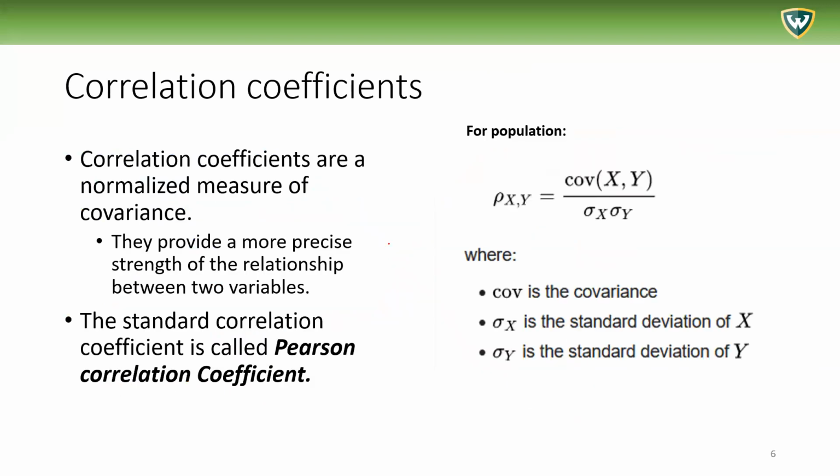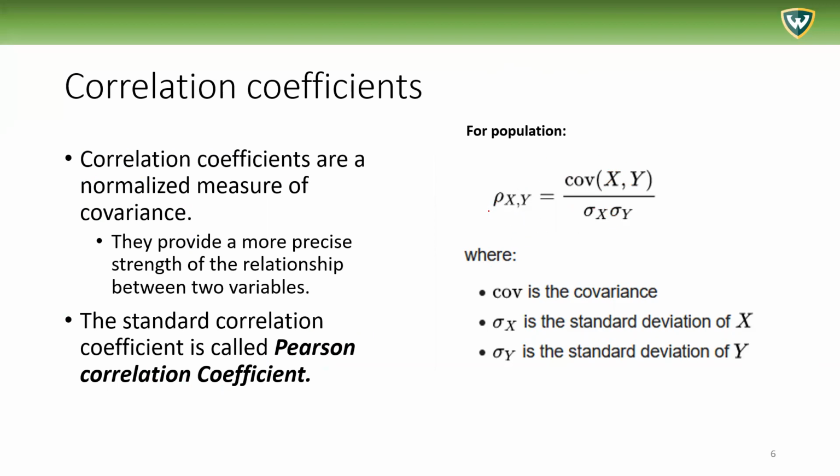Correlation coefficients. Correlation coefficients are a normalized measure of covariance, and that's what we usually use in practice. They provide a more precise strength of the relationship between the two variables in question. The standard correlation coefficient is called the Pearson correlation coefficient. There are other ones, and there are some details on the actual measurement of the statistic, but this should be sufficient for us for now. And the formula is for population.